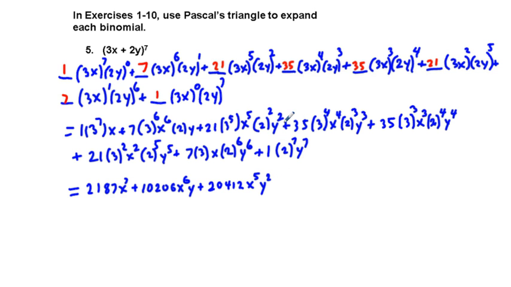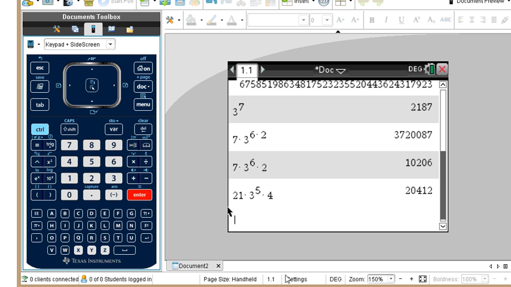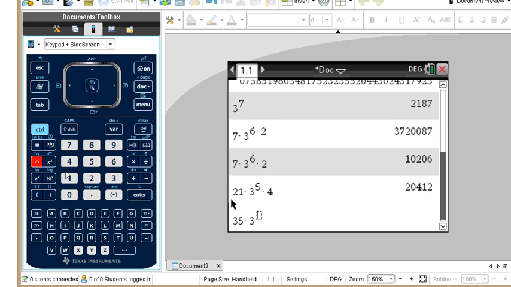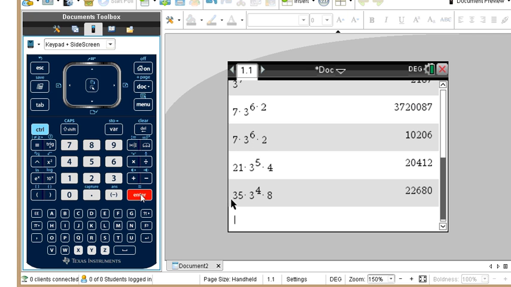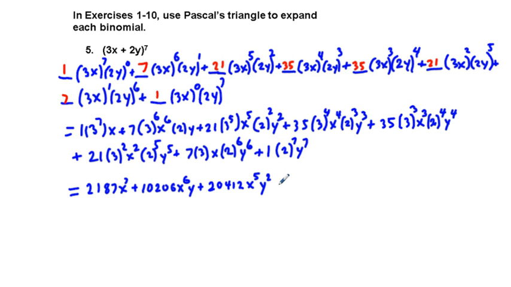Next, we go to this one, 35 times 3 to the fourth times 2 cubed, which is 8. So 35 times 3 to the fourth times 8. I think 3 to the fourth is 81. So 22,680. So we get 22,680 x to the fourth y cubed.